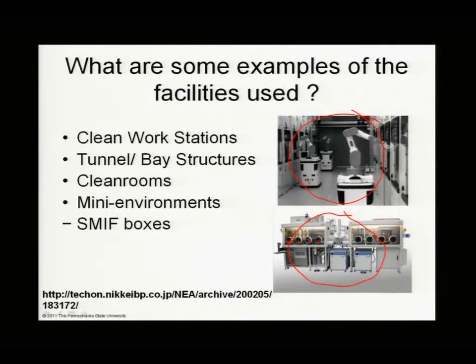Here's an example where the manipulation is done inside a carefully controlled environment with human hands going through these rubber enclosures which isolate the human from the inside. So we have all different kinds of facilities. These are two examples. We have clean workstations, an example of which would be a chemical hood. We have tunnel or bay structures, we'll talk about those. We have clean rooms, and we have mini environments, and an example of a mini environment is a Smith box, and we'll talk about those.